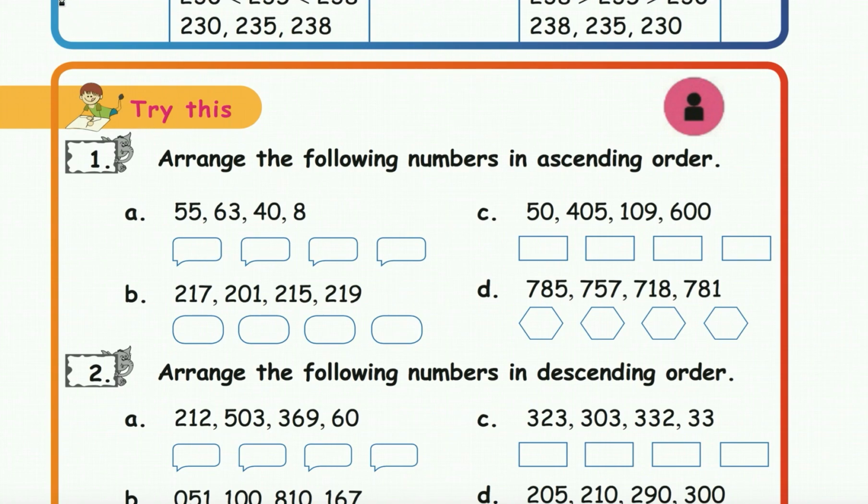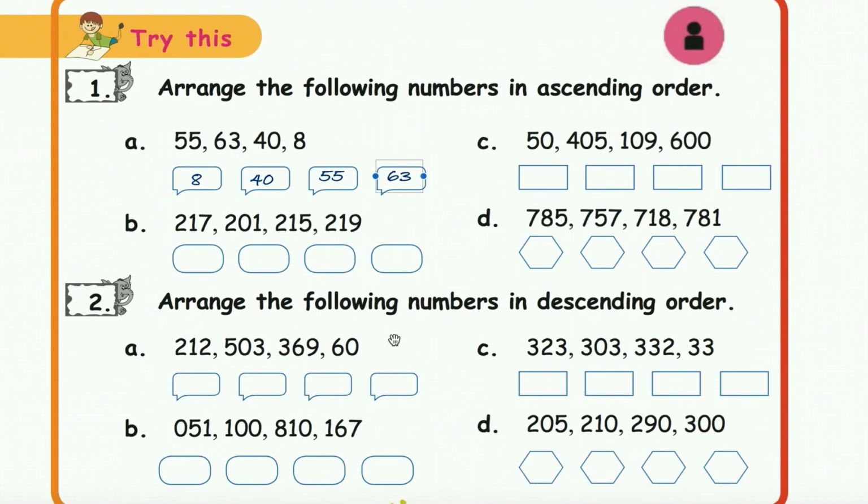I will do it only for A. Other things you have to do. See, 8 is the smallest number in the given numbers. So write 8 first, ascending order, right? And then 40. And then it's not 63, you are mistaken, 55. Next 63. Okay. Now you have to do for all the remaining ones: B, C, D.